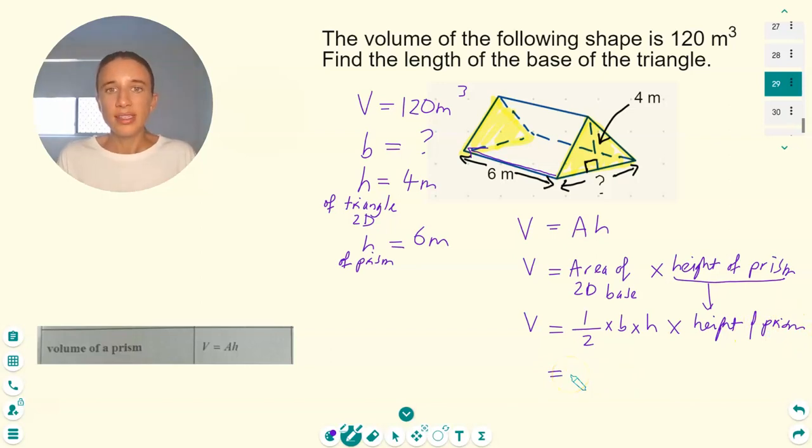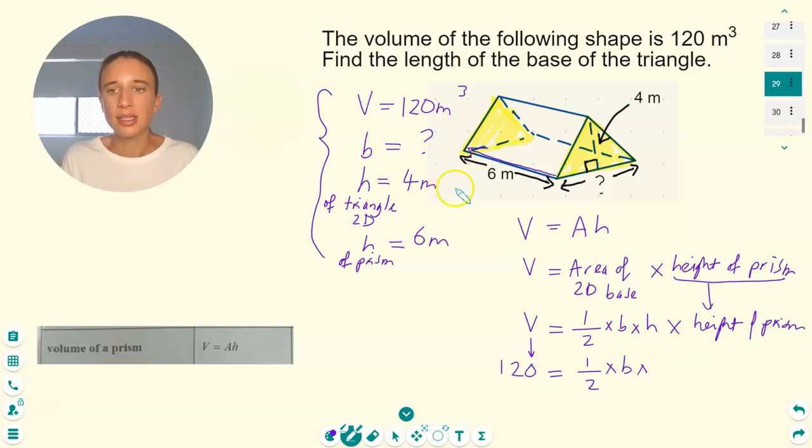Now, we can substitute into this formula. All right, so what have we got? Well, we know that the volume was given. It was 120. Half is a half. The base, well, that's what we're trying to find, right? So we're just substituting in from our little data table. Base, leave that as a variable.